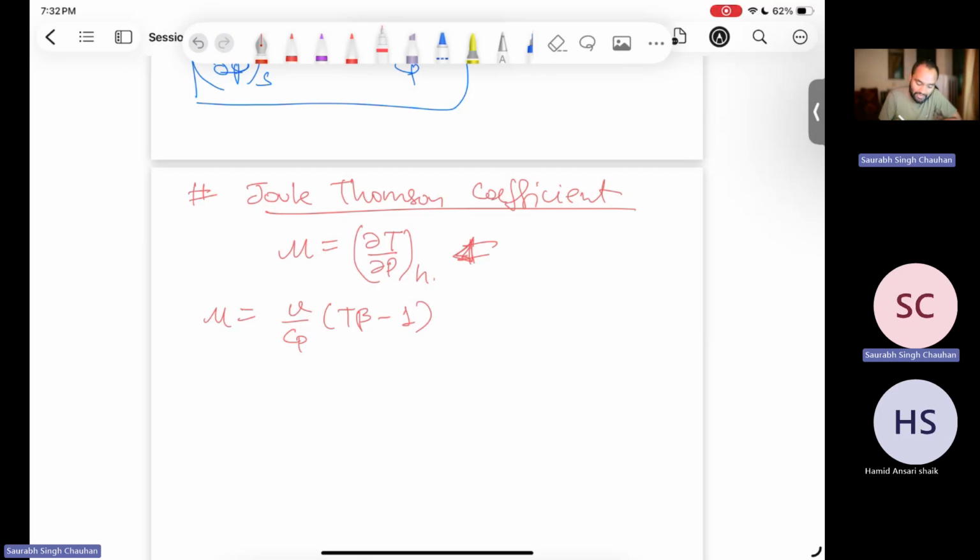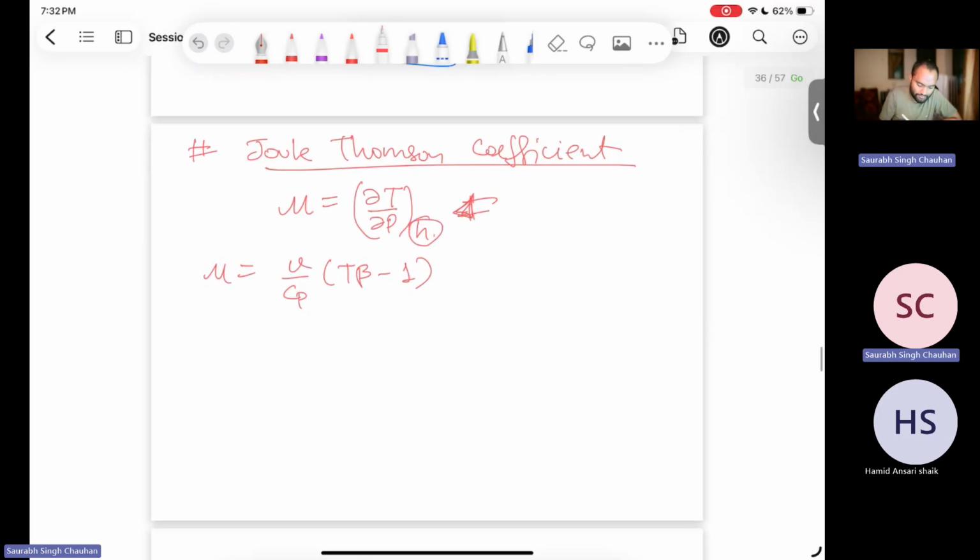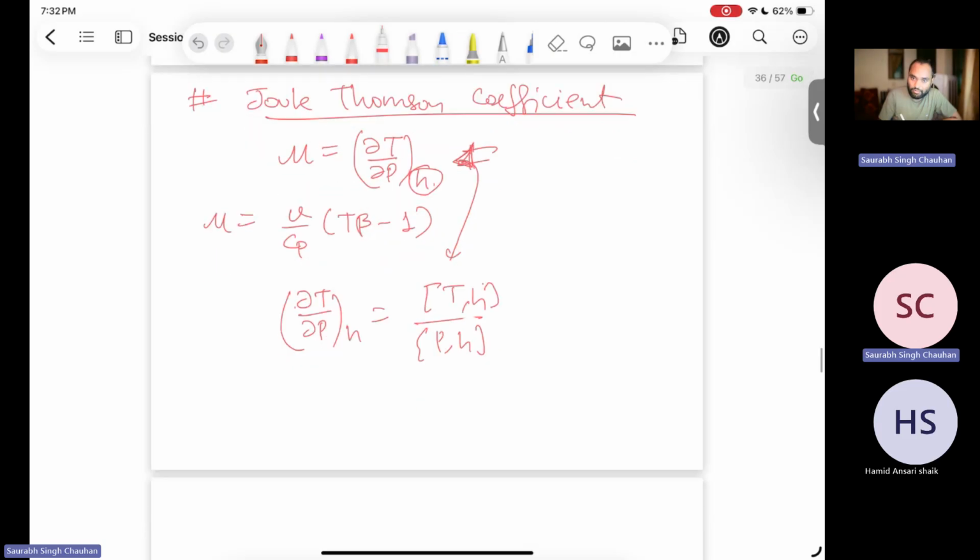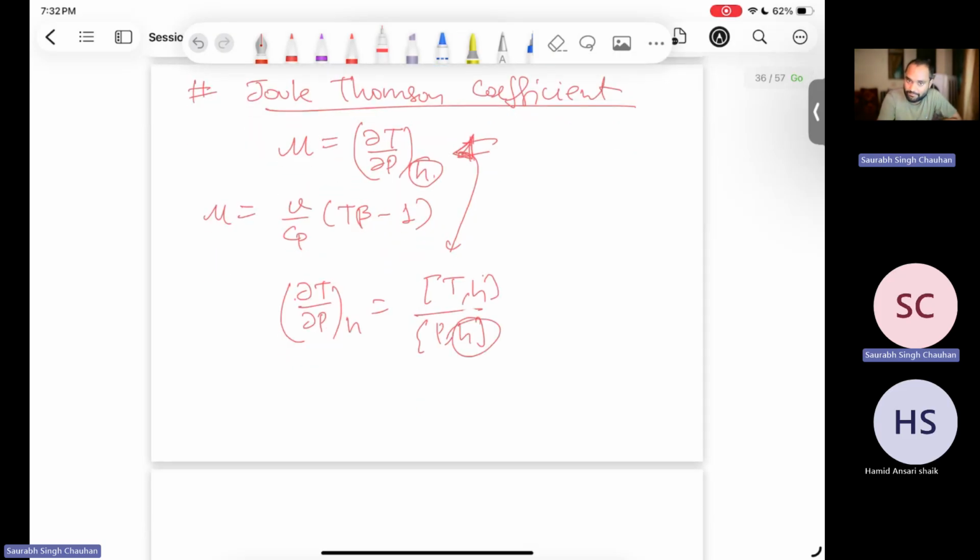Now, what we have is this H. Let's write a few steps so it will become clear. We have del T by del P at constant enthalpy, so it will be T comma H divided by P comma H. Now you have this H. We discussed that if any potential comes, then we can use the expression for the potential. The expression was dH equal to T dS plus V dP.